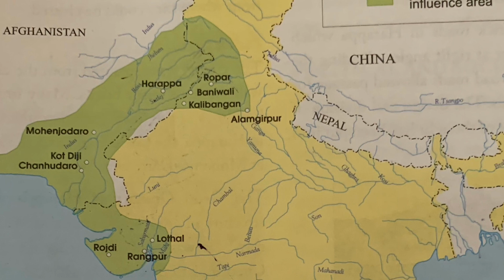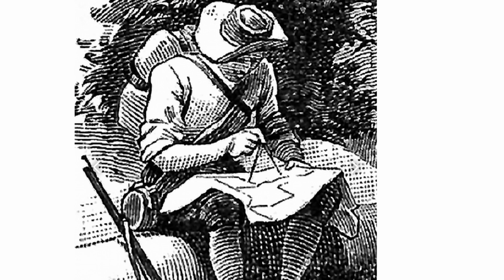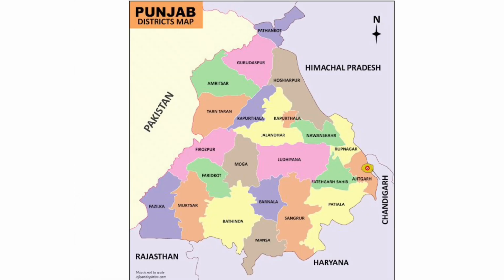Let's have the most interesting story which is related with the discovery of IVC. To your surprise, IVC was discovered by chance. During colonial rule in India, in 1826, British explorer Charles Mason found some mysterious bricks in Punjab. But he couldn't understand their importance and he thought they would be the ruins of an old castle. So he did not do further excavations.